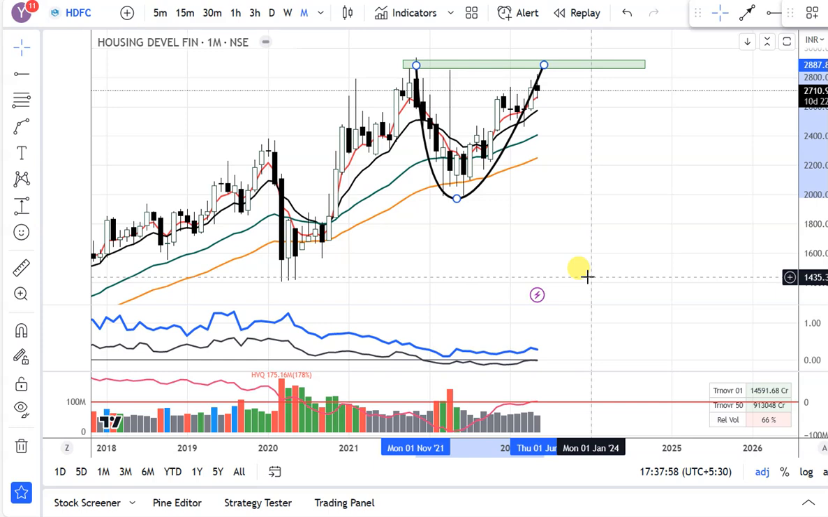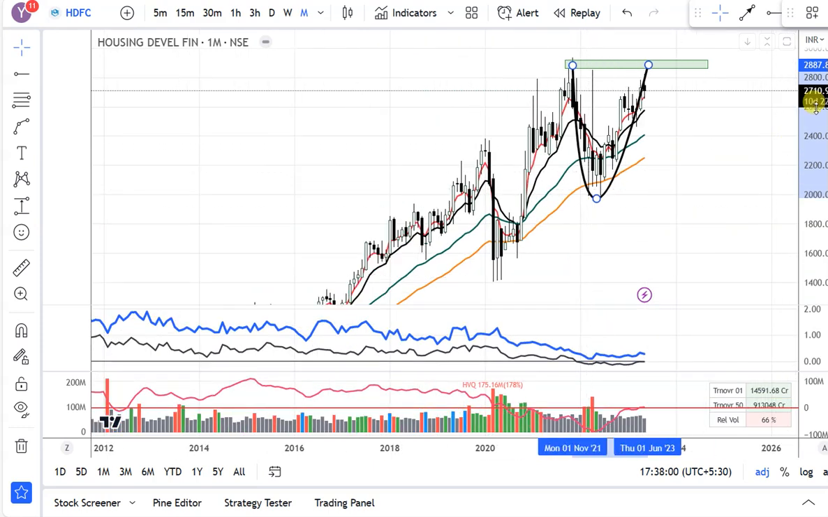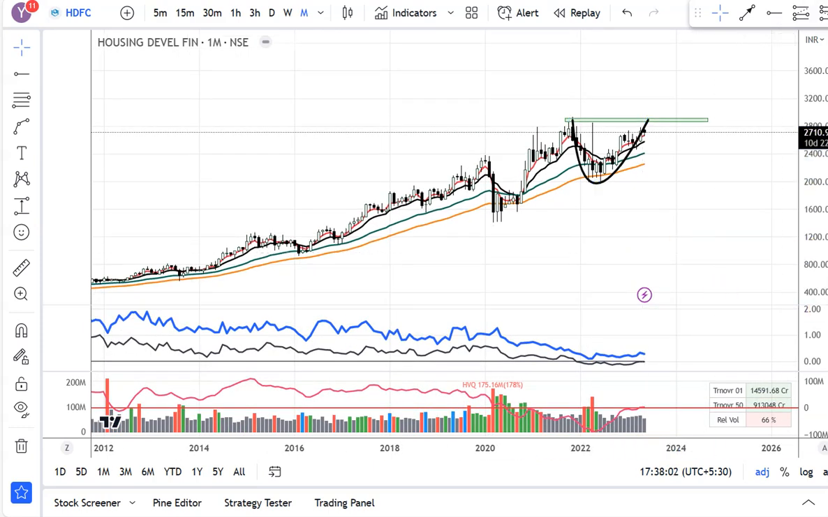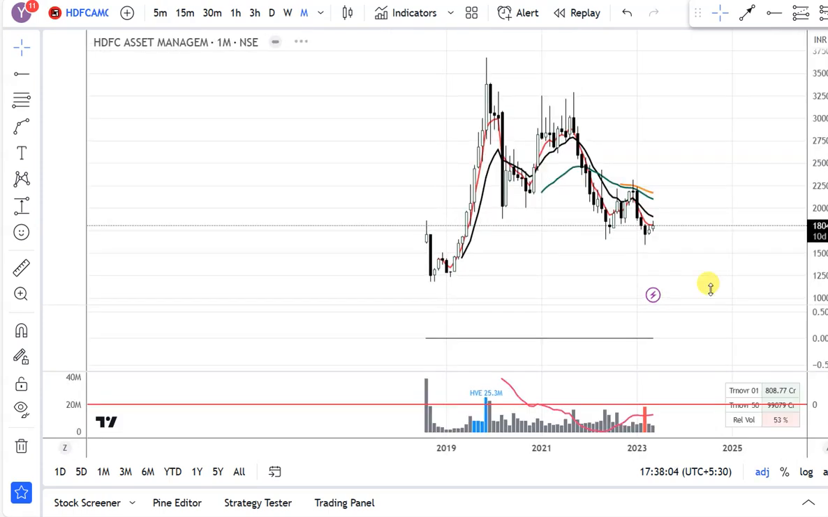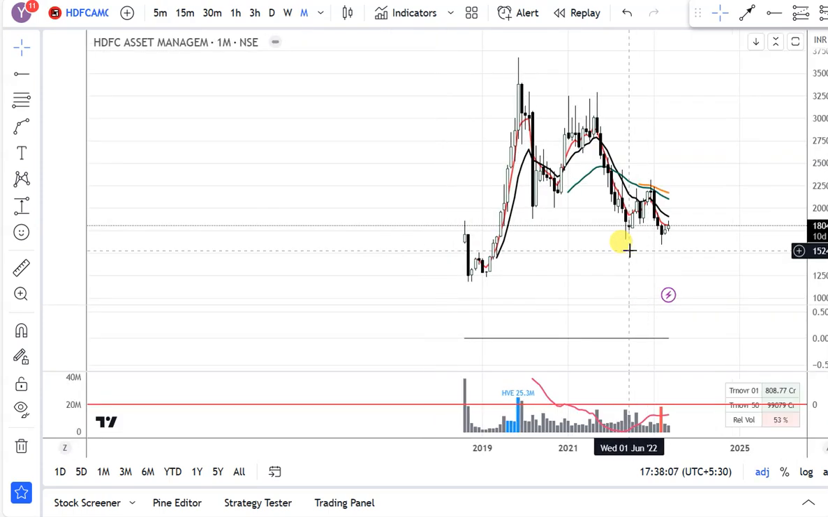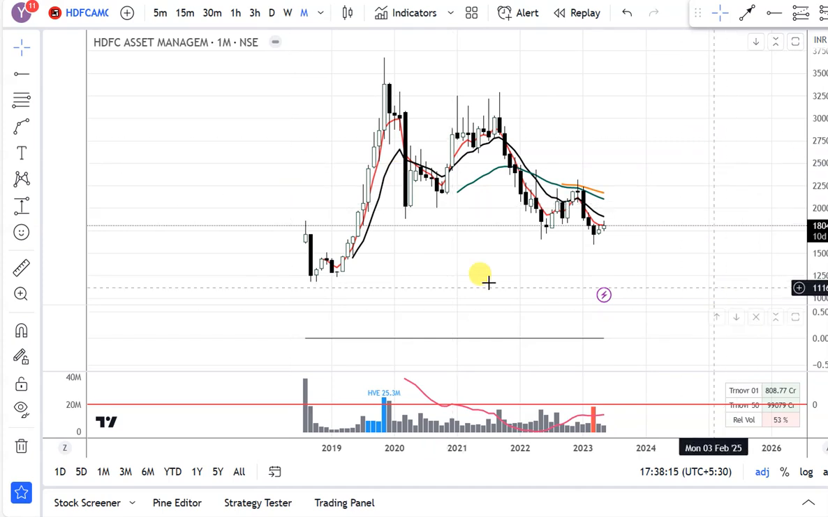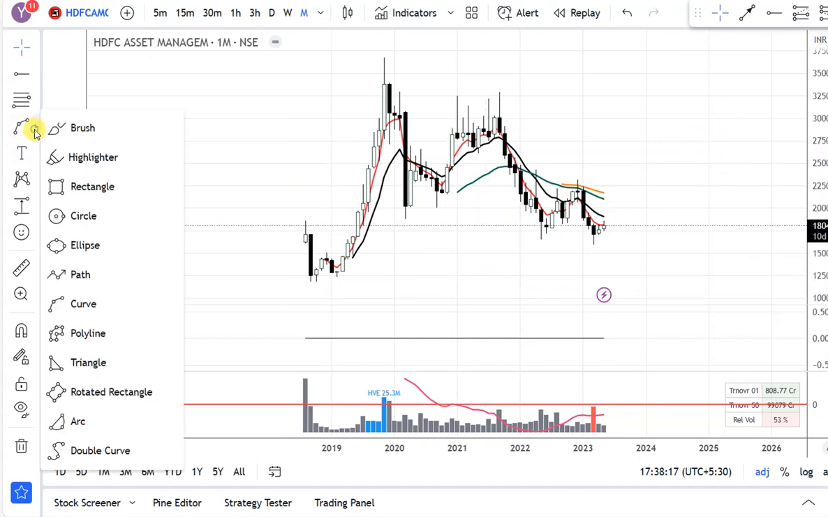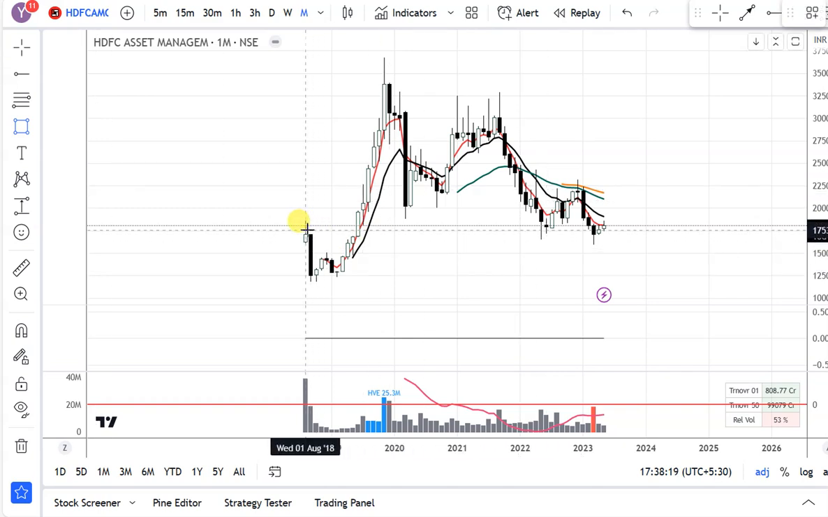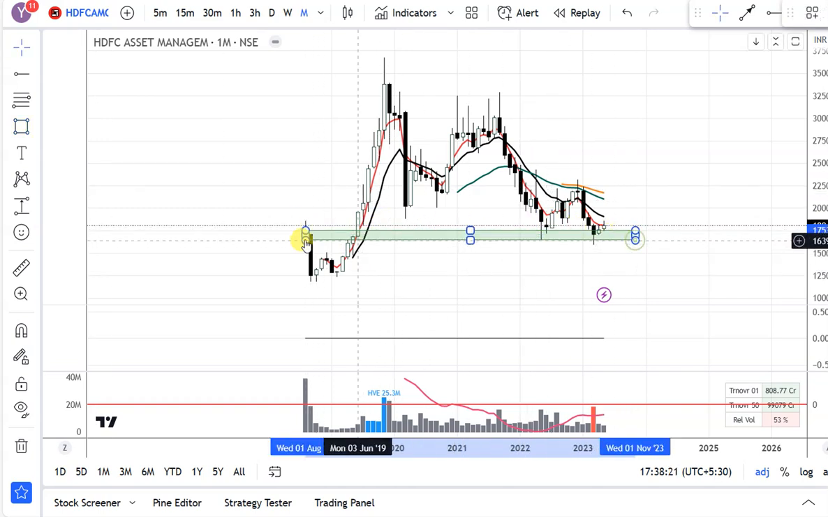HDFC AMC, nothing at all. Just because it is HDFC group doesn't mean that the stock is good. Currently, it is trying to make this area, where resistance was broken, a support. So until this becomes a very strong range bound, I don't see much coming in.